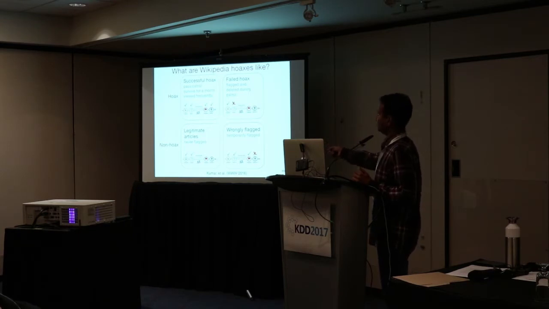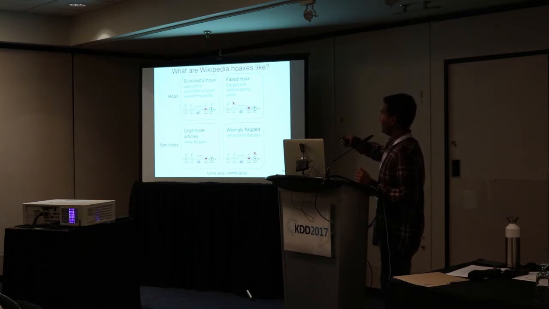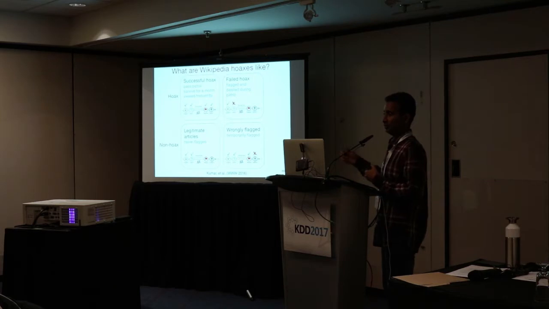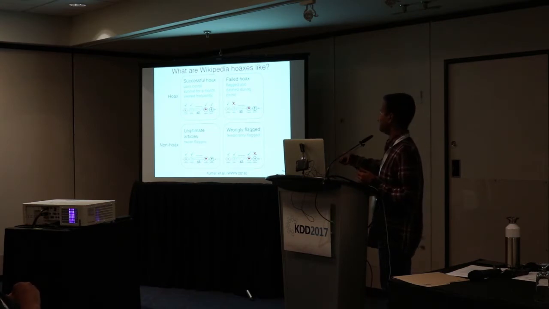The successful hoaxes are those that have passed the patrol phase, survived for over a month, and are viewed at least 100 times a day during this survival time, but are eventually flagged and deleted. Failed hoaxes are those that were created but did not even pass the patrol phase. The article went to a patroller, and the patroller was able to identify that this is actually a hoax, marked it with the hoax tag and deleted it. So these are the two types of hoax articles.